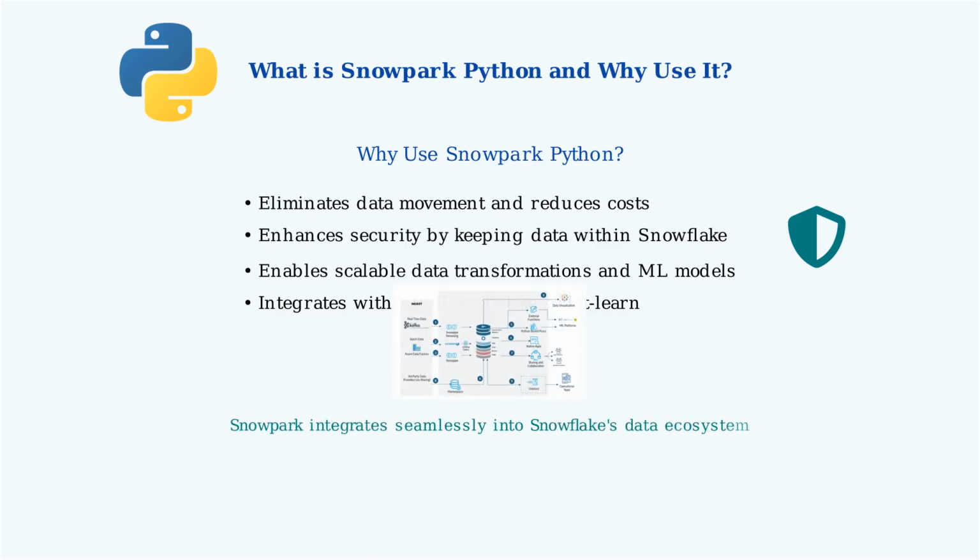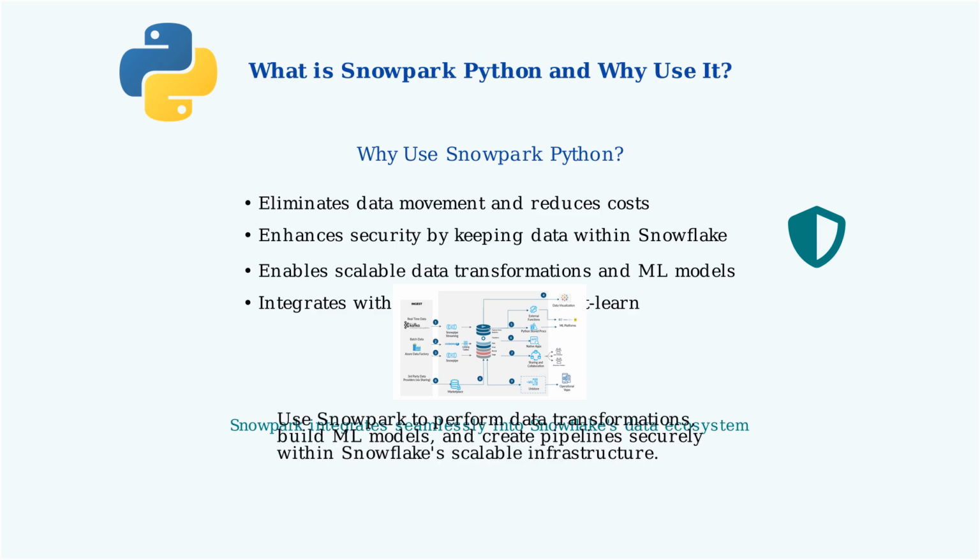Snowpark Python integrates seamlessly into Snowflake's broader data ecosystem, as shown in this architecture diagram. It works with components like SnowPipe for data ingestion, Iceberg tables for storage, and enables connections to ML platforms and external functions. In summary, Snowpark Python allows you to run Python code directly in Snowflake, bringing your computations to the data. This approach reduces costs, enhances security, and enables powerful data science workflows within a scalable cloud environment.